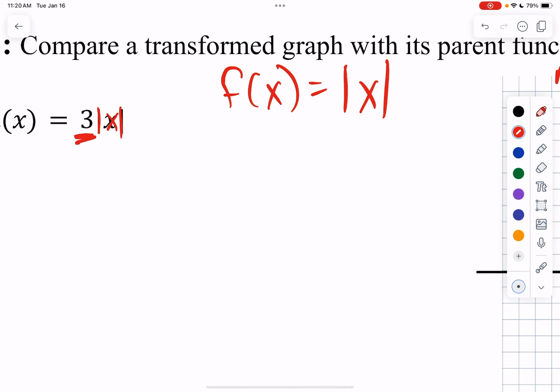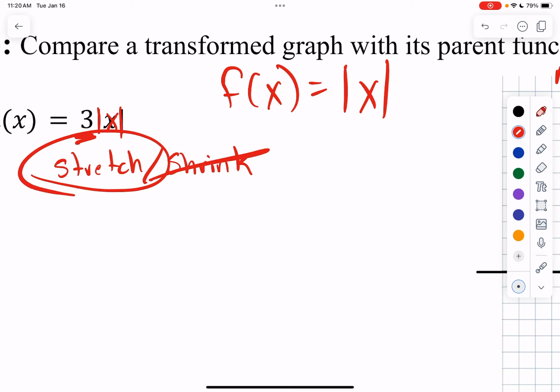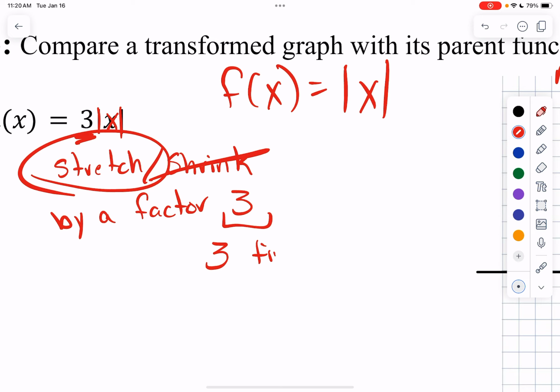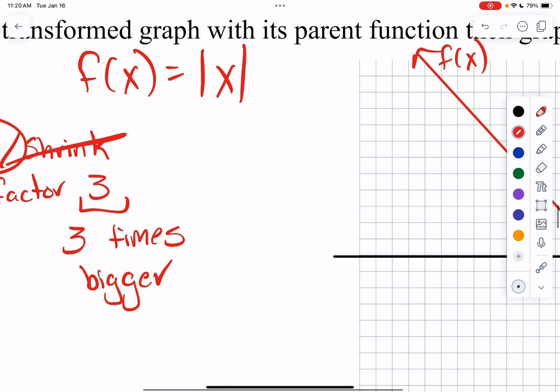And we're multiplying outside by a 3. So that tells me it's going to be a stretch or a shrink. Well, 3 is bigger than 1, so it's not a shrink, it's a stretch. And it's going to be a stretch by what we say, a factor of 3, because it's 3 times bigger. Okay. So I need to stretch this guy up 3 times.